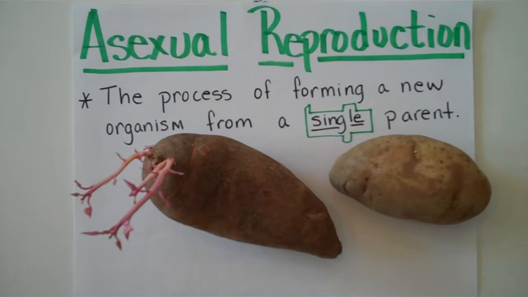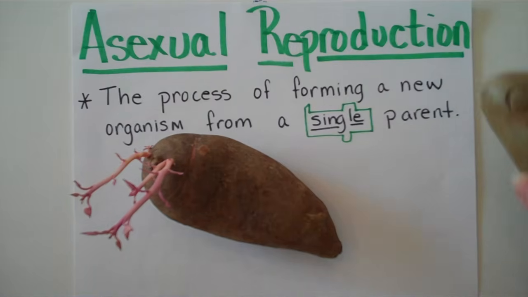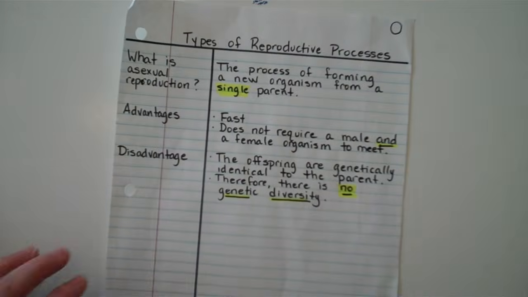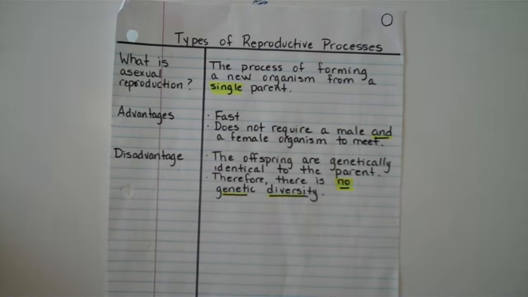Many plants and animals and microorganisms reproduce by asexual reproduction. Recently, a starfish at the Science Center lost an arm. The arm grew into a whole new starfish, and it's genetically identical to the original starfish. The advantages of asexual reproduction are that it's fast, and it doesn't require a male and a female organism to meet. But there's a disadvantage. The offspring are genetically identical to the parent. Therefore, there's no genetic diversity.